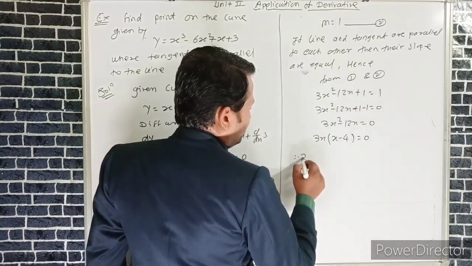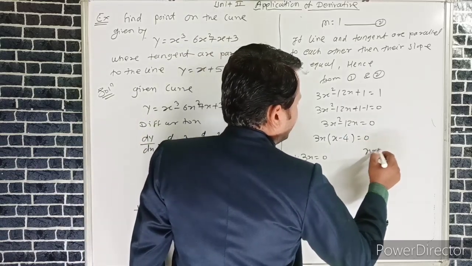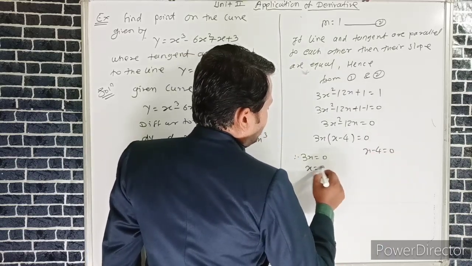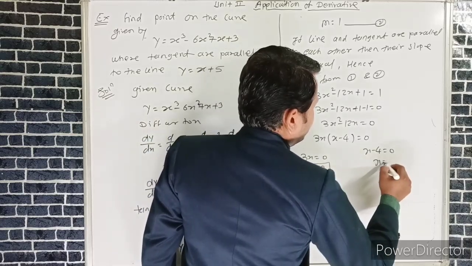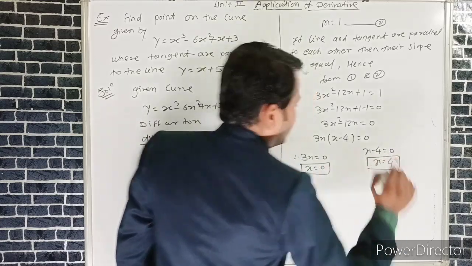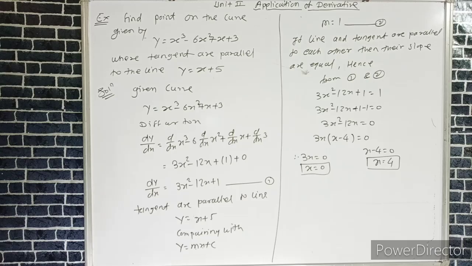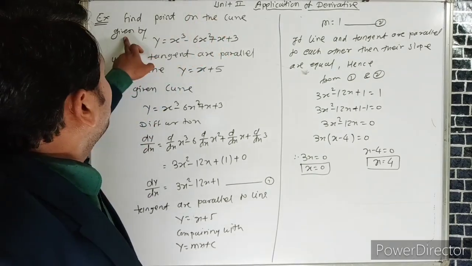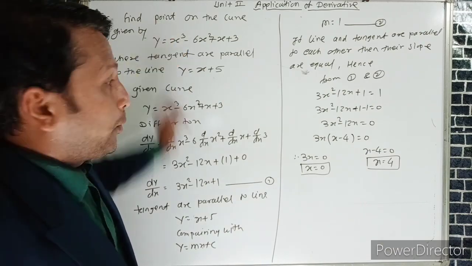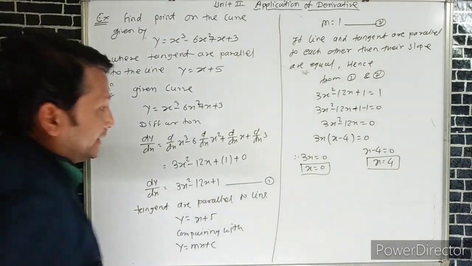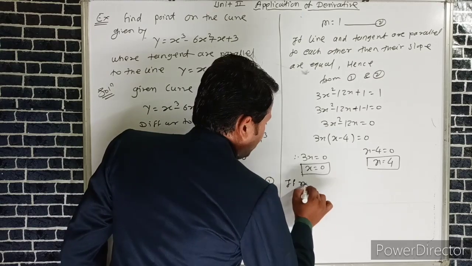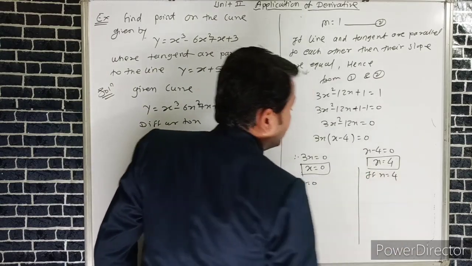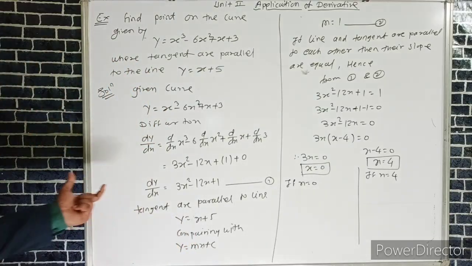Here we can write therefore 3x = 0 and x - 4 = 0, and the values are x = 0 and x = 4. Here we have to find the point on the curve, the point P(x, y). Hence, if x = 0, then we can find the value of y. If x = 4, then we can also find the value of y.